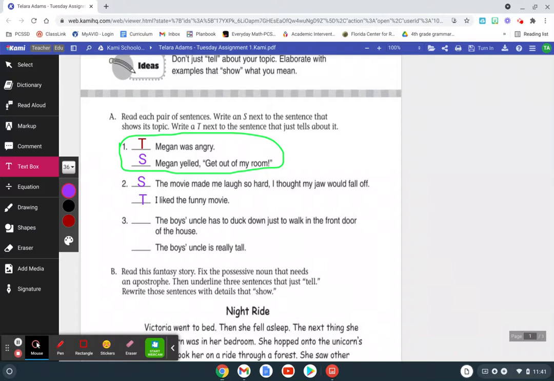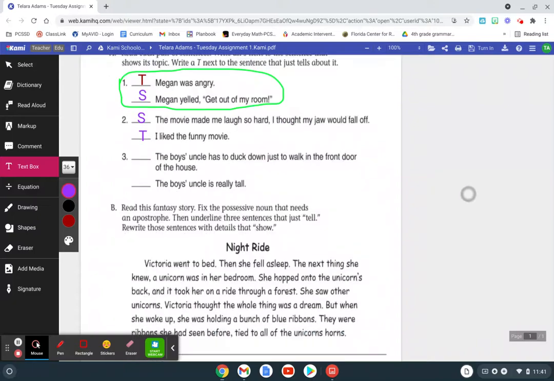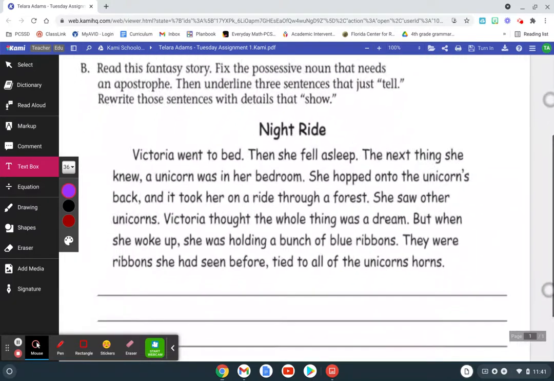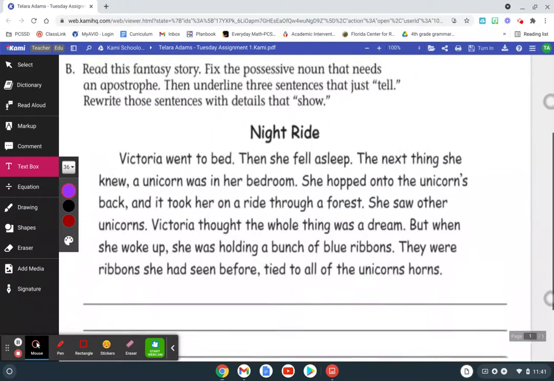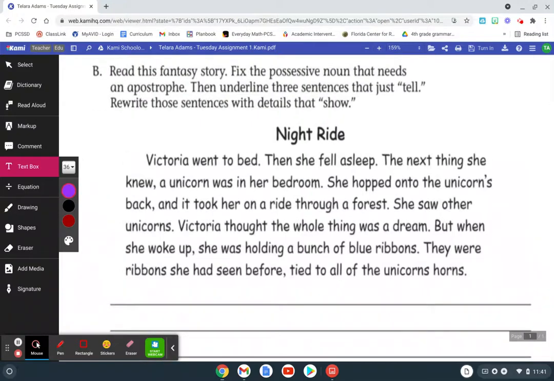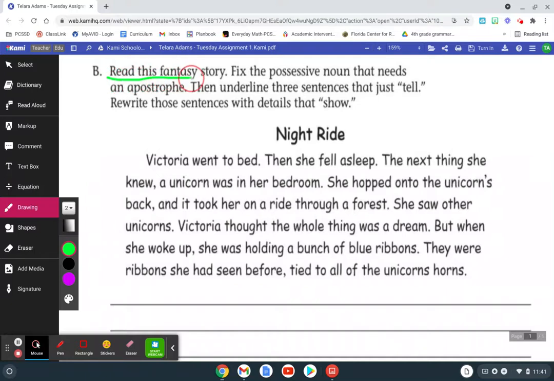Part B. Read this fantasy story. Fix the possessive noun that needs an apostrophe. Then underline three sentences that just tell. Rewrite those sentences with details that show. Let's go through those steps. The first thing we're going to do, I'm going to underline that sentence so we're on the same page. Read this fantasy story, okay?